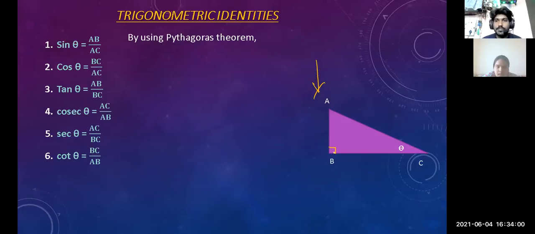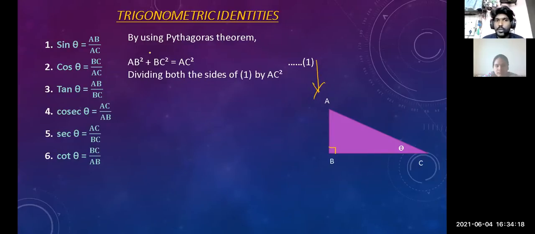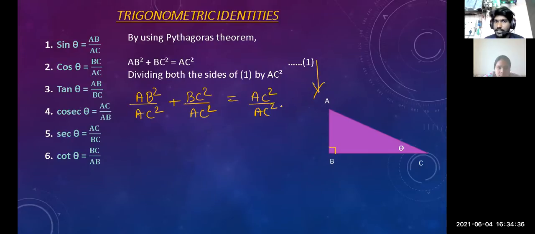AB square plus BC square equals AC square. It's Pythagoras theorem. So by Pythagoras theorem, we get AB square plus BC square is equal to AC square. Now you divide the entire equation by AC square. Divide both sides of equation 1 by AC square. So this will become AB square upon AC square plus BC square upon AC square equal to AC square upon AC square.